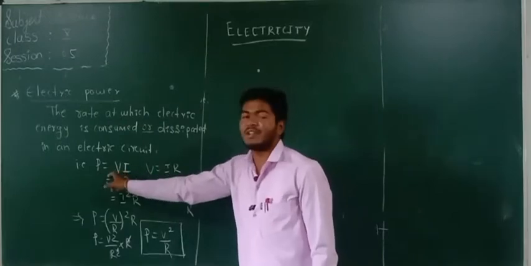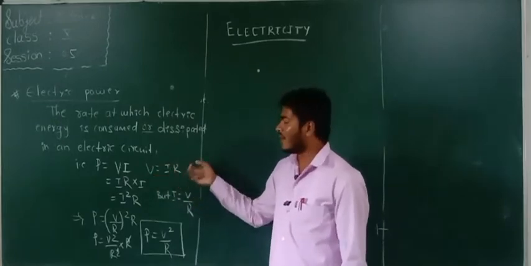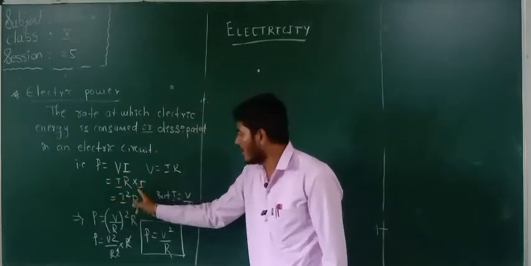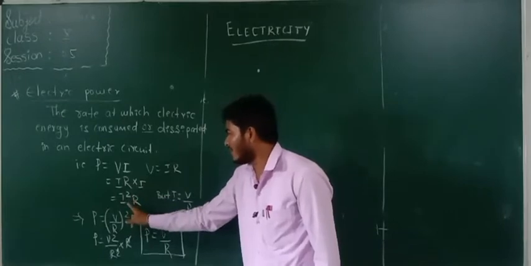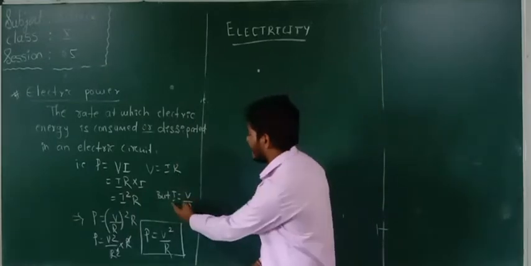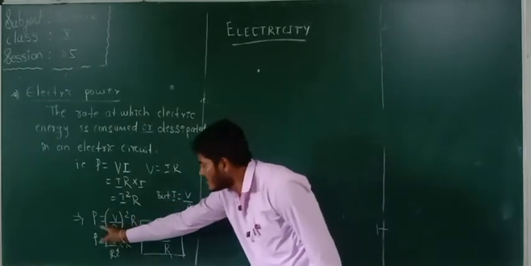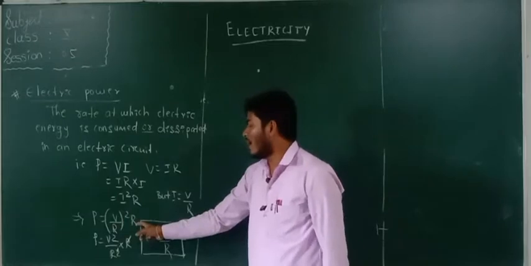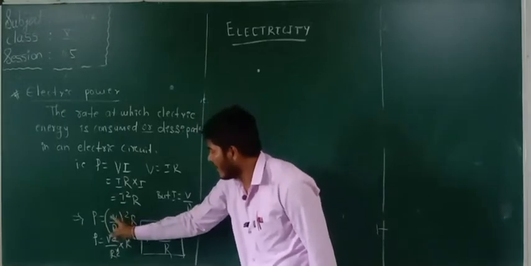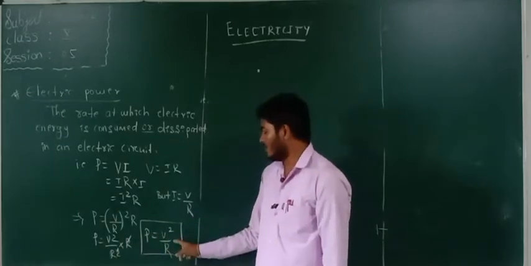What is V here? The potential difference, into electric current. But we know that potential difference V is equal to I into R. Substituting this, we get P is equal to IR into I, that is I squared R. So P is equal to I squared R. But we also know that I is equal to V by R. Substituting the value of I, P is equal to (V by R) whole squared into R. That is V squared divided by R squared, into R. Here the R and R squared cancel, so P is equal to V squared divided by R.